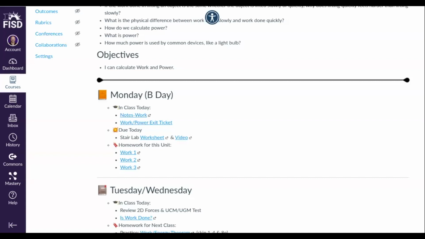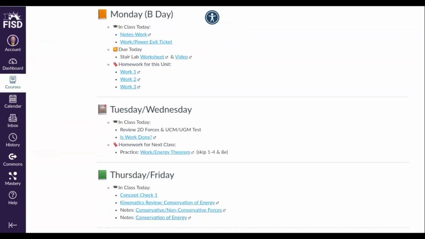Work 1, work 2, work 3, those are all coming due. Tuesday, Wednesday, you had the work-energy theorem, with some questions coming through, and I've given you a little bit of information because I'm going to be posting the key between today and tomorrow, more likely tomorrow, but that gives you an opportunity to look at how to work those.